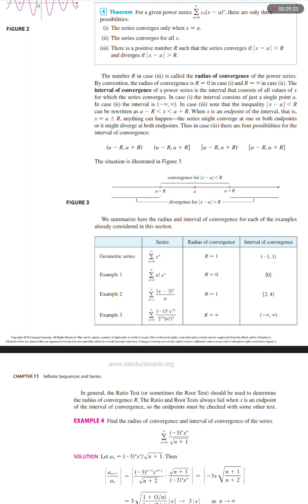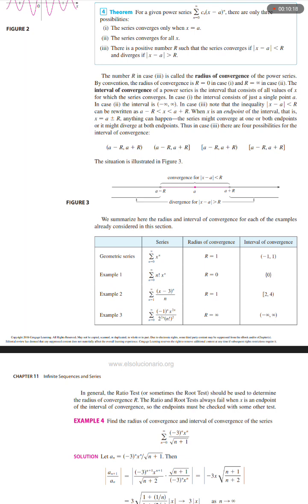Example 1, the series, the sum from n equals 0 to infinity of n factorial times x to the power n, the radius of convergence is 0, R equals 0, and the interval of convergence is the set {0}. In example 2, the series is the sum from n equals 1 to infinity of (x minus 3)^n over n, and the radius of convergence equals 1. The interval of convergence is [2, 4).